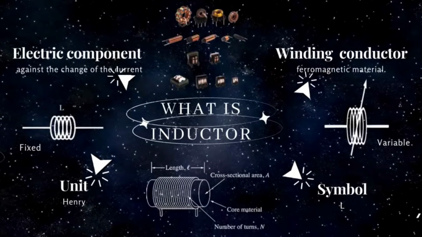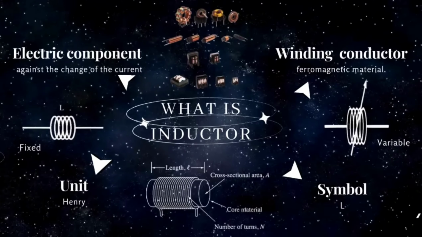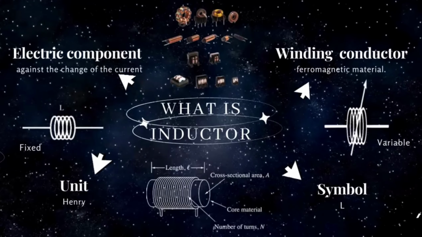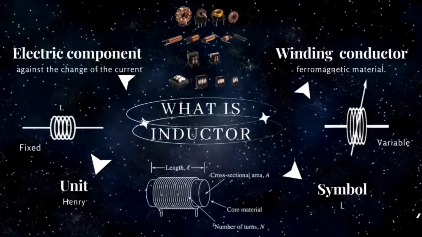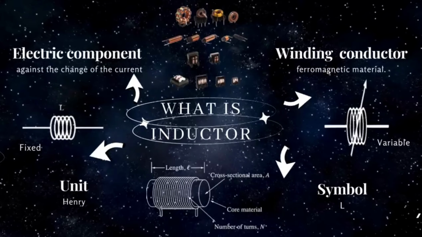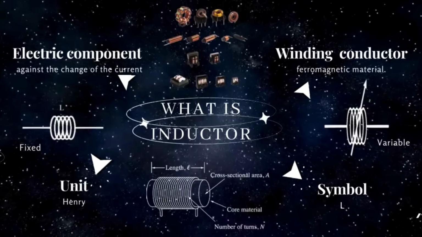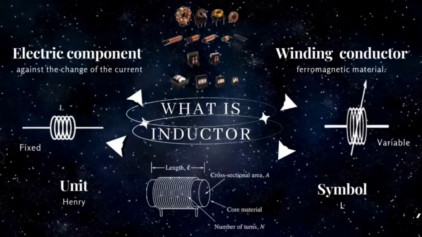Inductor is an electric component that has the characteristic against the change of the current. It is made by winding the wire conductor around the ferromagnetic material. There are two types of inductor.